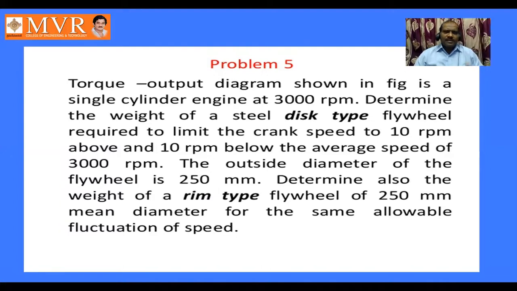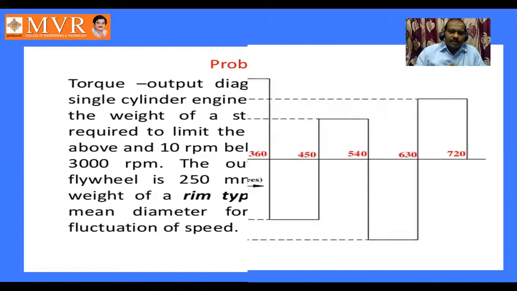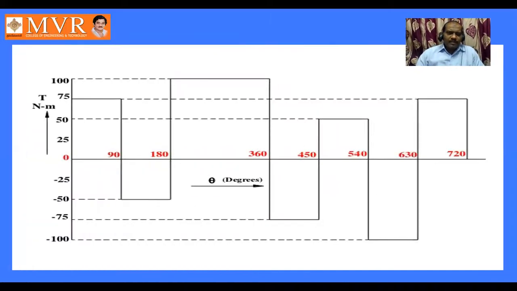So from the cylinder engine we are getting an output. That output is plotted on a turning moment diagram. Already we know how to plot a turning moment diagram, but here the data is given in the form of a diagram, that you have to remember. Let's see what they have given. Understand the concept here.